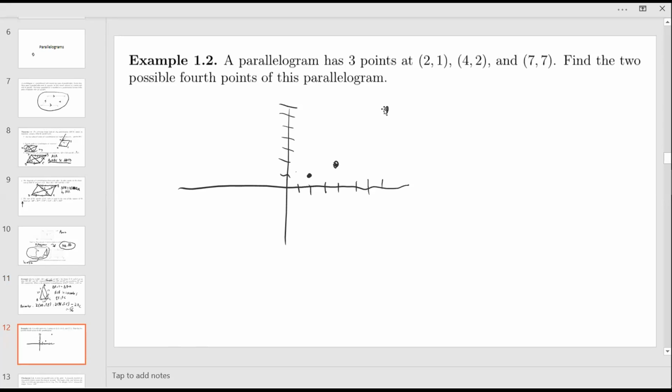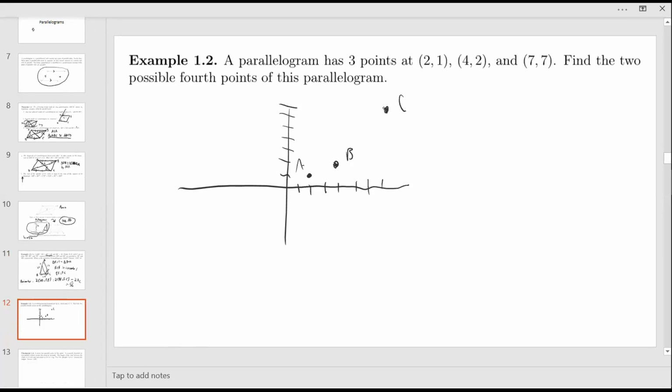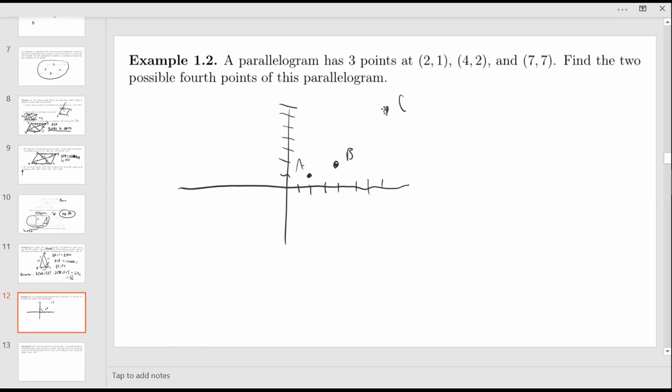Let's call this point A, this point B, and then this point C. Now, let's see if we can use the fact that opposite sides are parallel, and that they're congruent to each other. If you remember, to determine whether 2 lines are parallel in the coordinate plane, they have to have the same slope. So let's calculate the slope of AB. It's just a rise of 1 and a run of 2. So the slope is just 1/2.